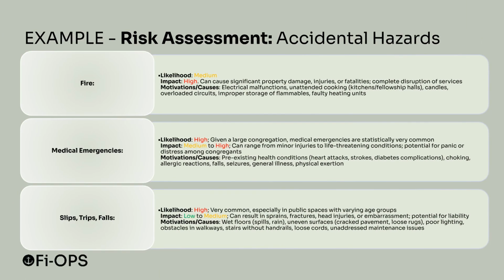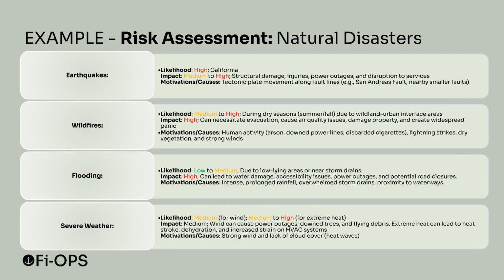Accidental hazards include fire, which has a high impact, and medical emergencies, which are statistically common. Slips, trips, and falls also have a high likelihood, and addressing these requires continuous vigilance. Natural disasters like earthquakes, wildfires, and flooding must be assessed. We also prepare for severe weather, like strong winds and extreme heat.